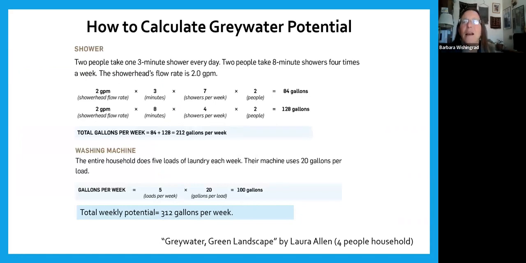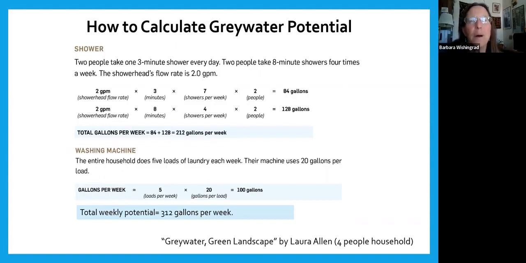So how to calculate how much gray water you can use. These are just pretty simple examples. For the shower, 2 people take a 3-minute shower a day, and 2 people take an 8-minute shower, sorry, 4 times a week. So you have to know what your shower head's flow rate is. Usually you can find that on the shower head, or if you've gotten a low flow shower head from the city, those are usually 1.5.